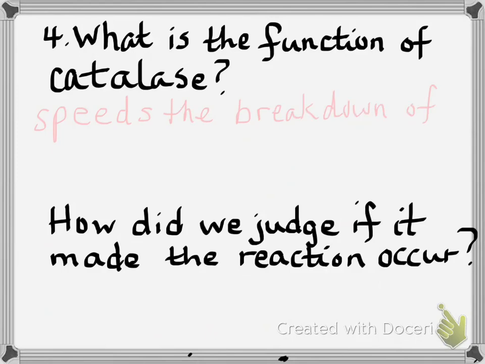And I'm just using the formula of hydrogen peroxide here, H2O2. Speeds the breakdown of hydrogen peroxide. How did we judge if this was happening? What did we look for? Bubbles. Excellent job, bubbles. And what was the chemical identity of the bubbles? Oxygen. Good, Alex. O2 bubbles. We looked for O2 bubbles. We were looking for bubbles.